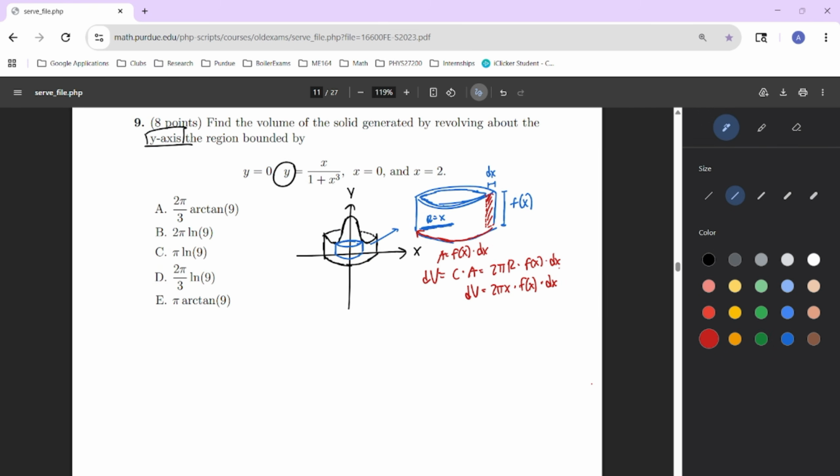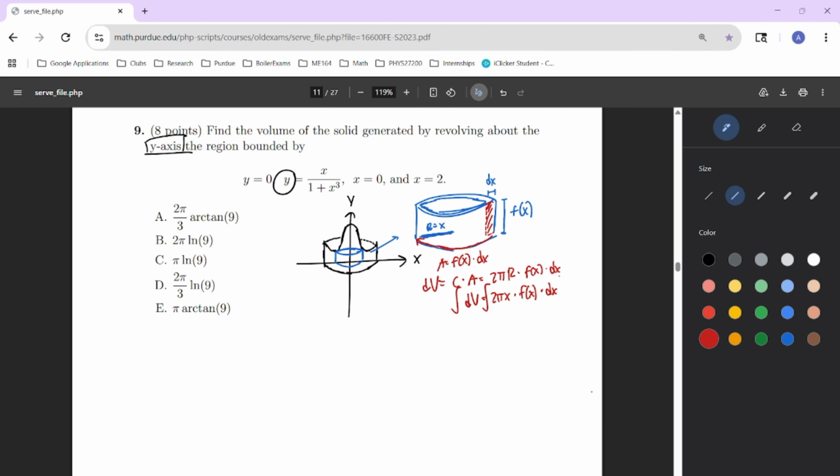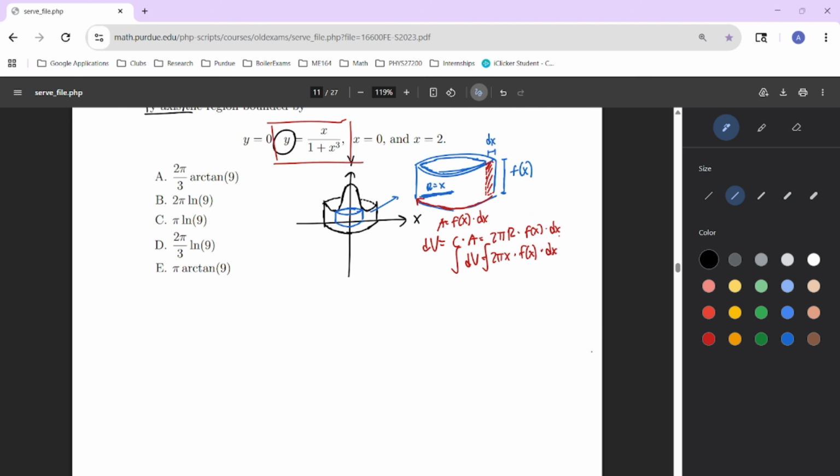And then to turn this into an integral over the entire function, you would simply put the integral sign on both sides and then integrate. But we're going to do that in this step right now. So we know what x is in this case. x is just x, and the function f of x is just this function here, y is equal to x over 1 plus x cubed. So let's start setting up this integral.